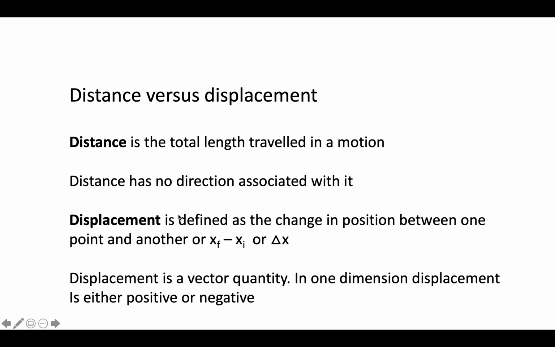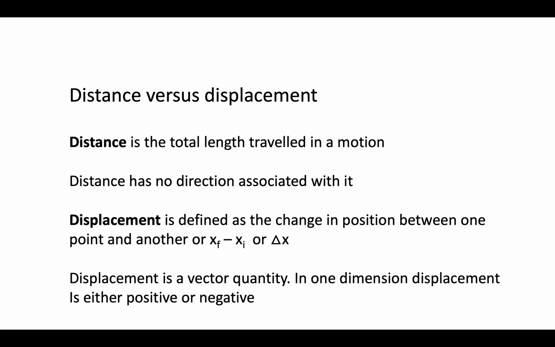Now, displacement's a little different. Displacement is defined specifically as the change in position between your initial point and your final point. So I call it x final minus x initial in one dimension, or delta x. Displacement is a vector quantity. What does that mean? It means it has a direction as well as a magnitude. So in one dimension, displacement is going to be either positive or negative.